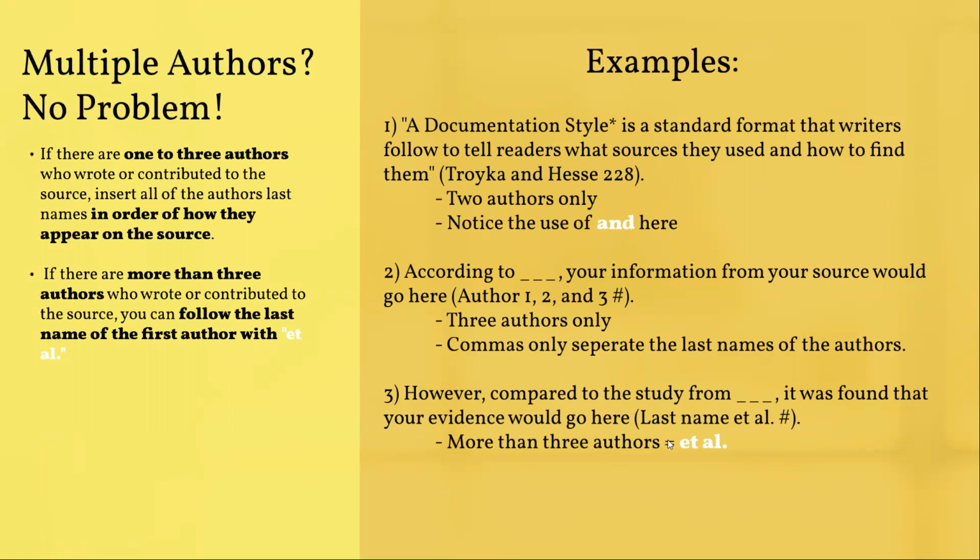Number 2 reads, according to blank, your information from your source would go here. Author 1, 2, and 3, page number. This is specific to 3 authors only, and the commas are only used to separate the last names of the authors. Notice that after "and 3" and that page number, there's no comma there. Moving on to number 3, however, compared to the study from blank, it was found that your evidence would go here. Last name, et al., page number. So this one was, again, more than 3 authors.